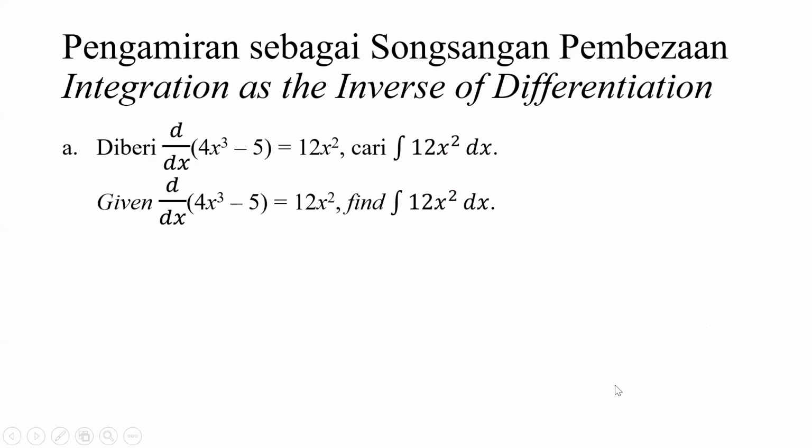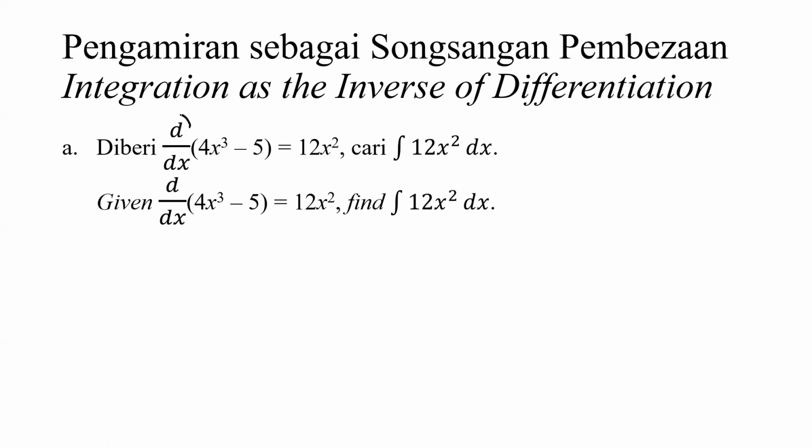Okay. So now, since we understand that integration is the inverse of differentiation, let's say the question gives you this: when you differentiate 4x cubed minus 5 you get 12x squared. Now they want you to find the integration of 12x squared. They give you this, they want you to find that. No need to go and integrate yourself. Use whatever is given.